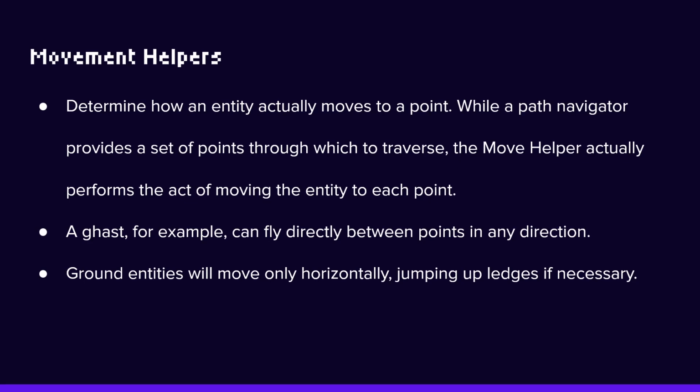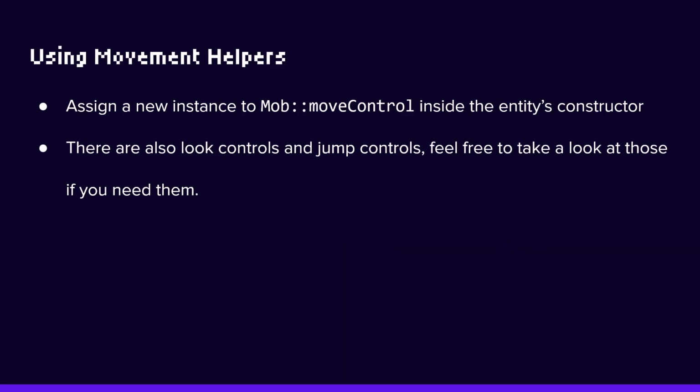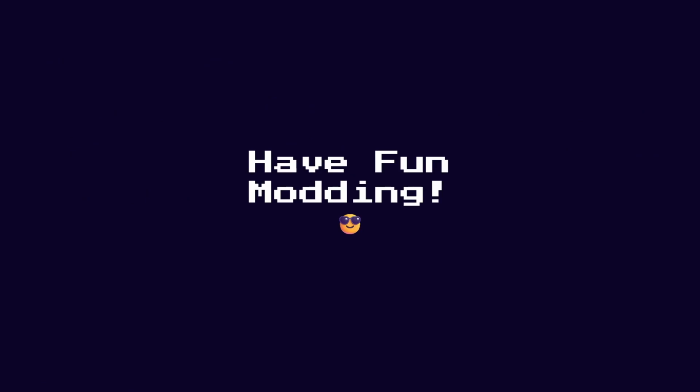So that's a movement helper. To use movement helpers, during your entity's constructor, you just assign the move helper to this.moveControl. And that is it. You just make a new instance of the move helper and assign it. The default one is usually fine, but if you wanted to adjust your move helper, for example for a flying mob, it would be very helpful. And there's also a look control and a jump control, similar to move control, that do what they say. If you want to take a look at those, feel free, but we don't need them.